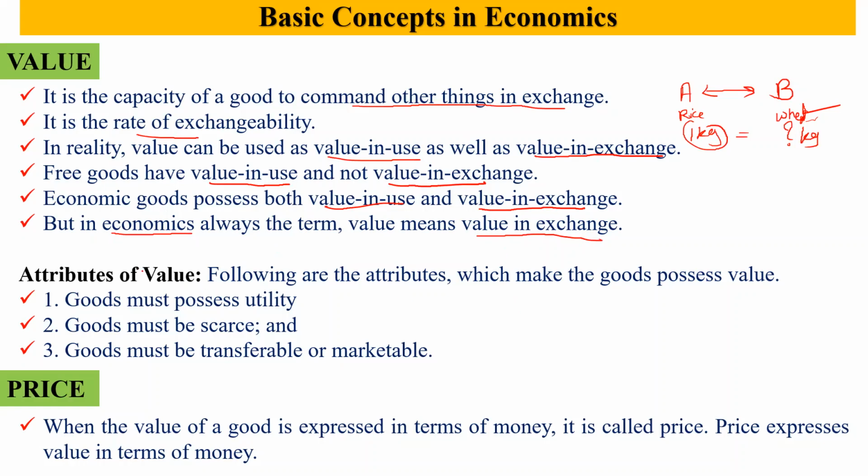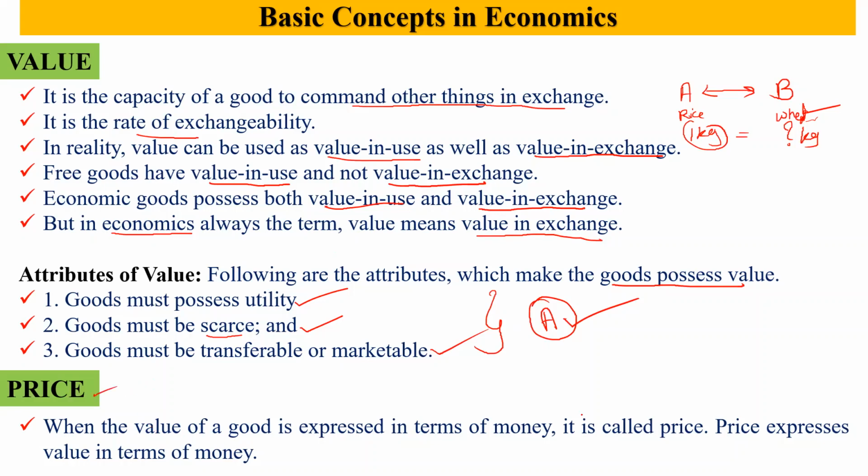So attributes, so that we can say that a good has value. The following attributes may make the good possess value. First, goods must possess utility, that is, it should lead to some utility to the user. Goods must be scarce in nature. If they are unlimited, they will become free goods, so they won't have value in exchange. And goods must be transferable or marketable, that is, they can be transferred from one person to another person. So when these three characteristics are present in any good, suppose A, then we can say it possesses the value.